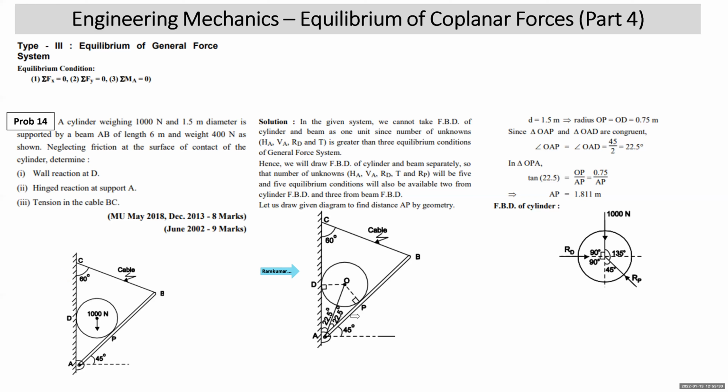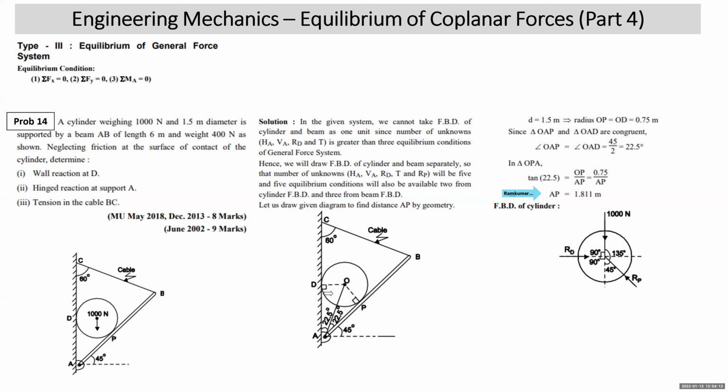Now, you'll find that triangle OAP and triangle OAD are congruent. How are they congruent? OD and OP are radii, right? This angle is 90, this angle is 90, and this side is common. This angle is 45, so 45 divided by 2 is 22.5. Then in triangle OAP, we understood this angle is 22.5. So tan 22.5 in triangle OAP is OP upon AP. OP is the radius, that is 0.75 meter, upon AP. AP comes out to 1.811. So this way the distance AP is arrived at.